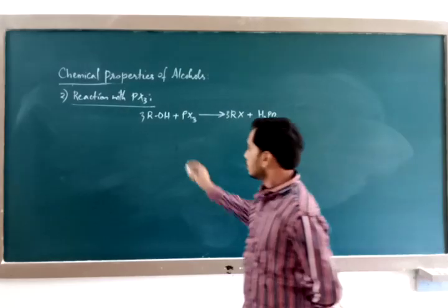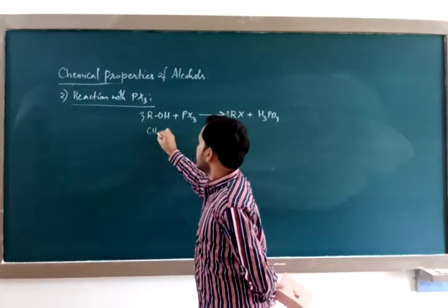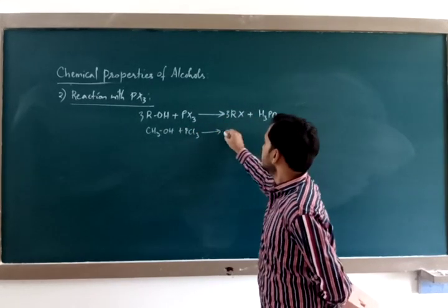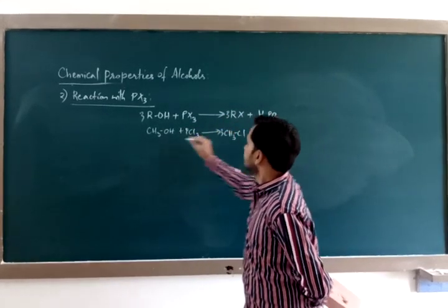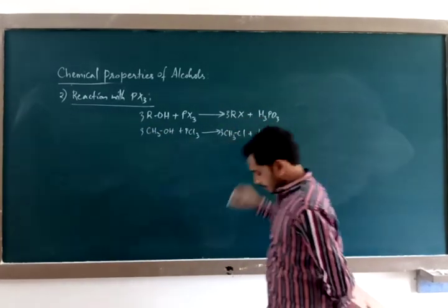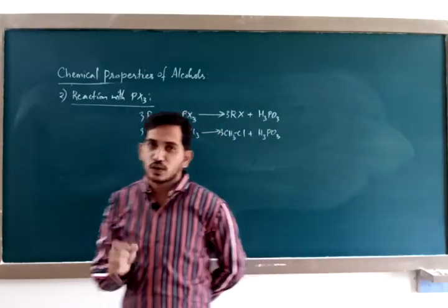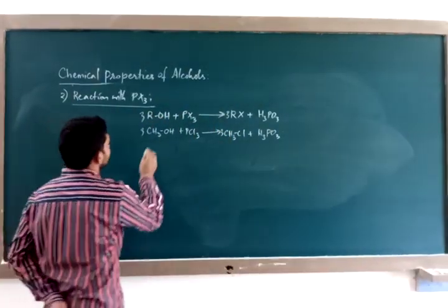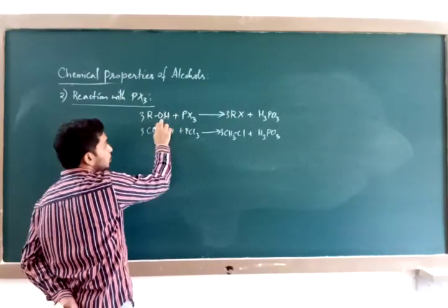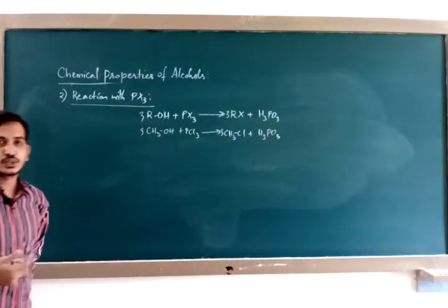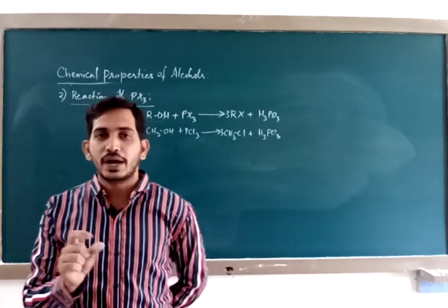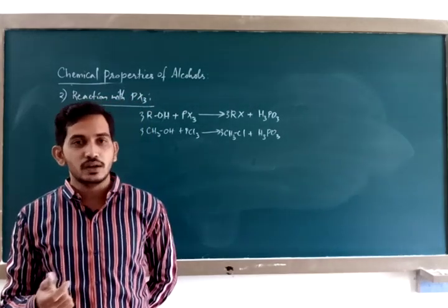If the same alcohol is replaced by methanol and PCl3, then the product should be methyl chloride and phosphorus acid. What does this reaction indicate? It also indicates that the bond gets broken here and not with OH. So these two reactions show that alcohols can be broken not only between O and H, they can also be broken between carbon and oxygen.